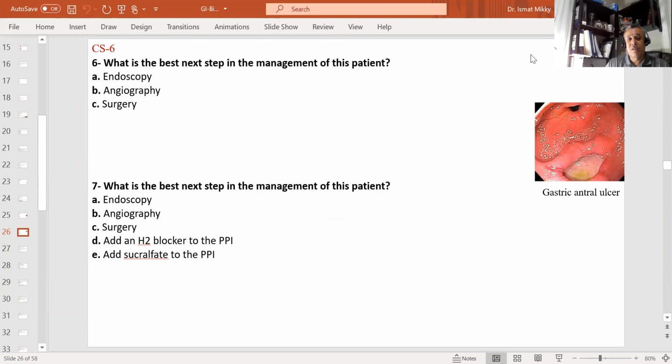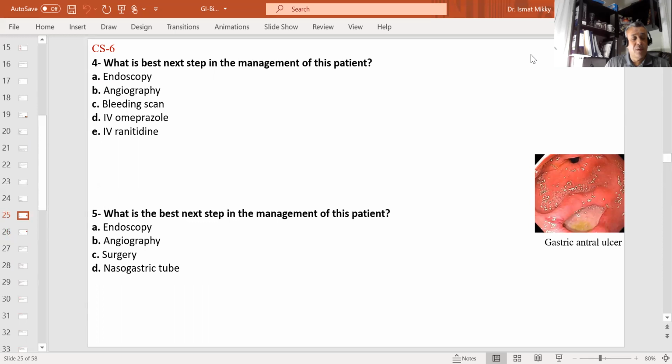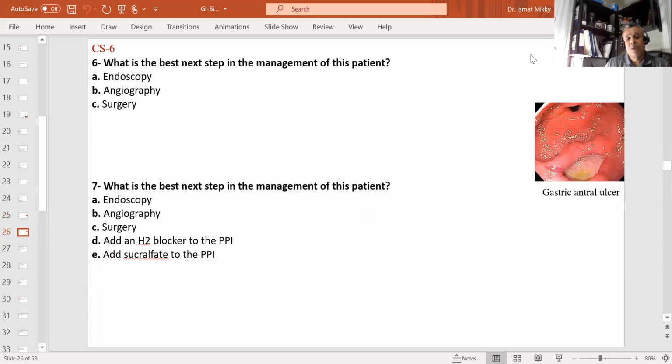So number 6 would be the angiography. So after failed endoscopy, the best next step to control bleeding is angiography with what's called coil immobilization of the vessel.